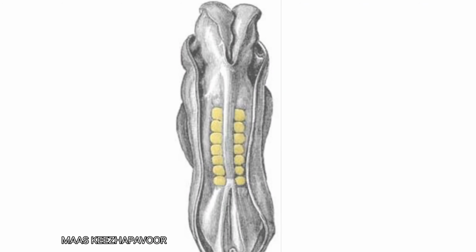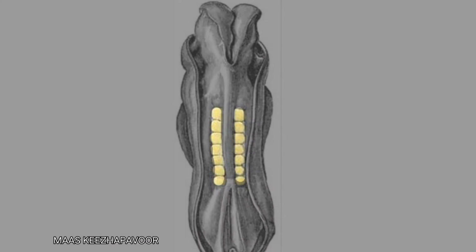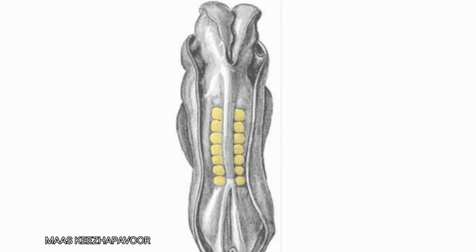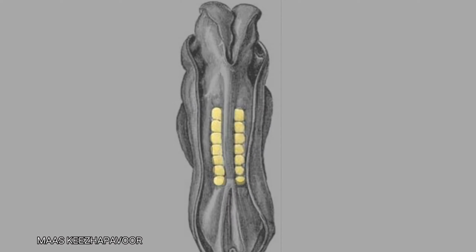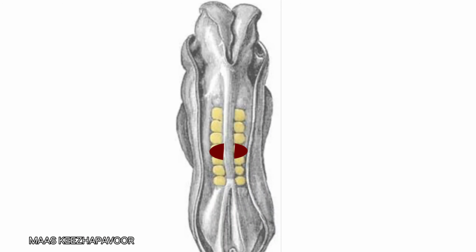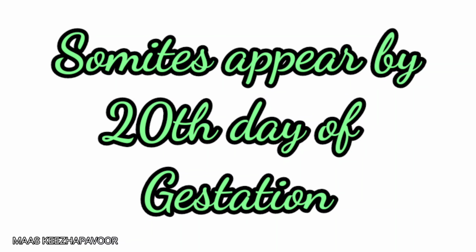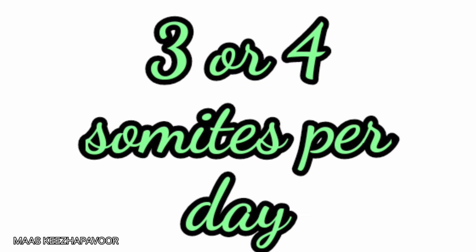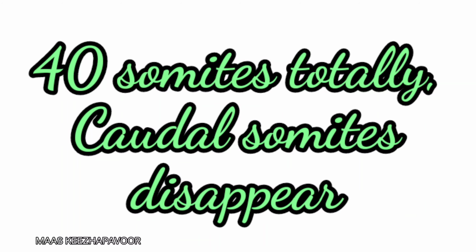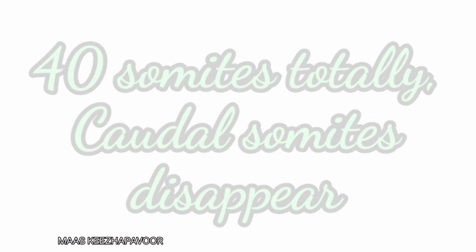The paraxial mesoderm lies parallel to notochord and gets segmented. Each segment is one somite. Somites appear by 20th day of gestation and 3 or 4 somites are formed per day. About 40 somites develop in total, but in the caudal end, some somites disappear.